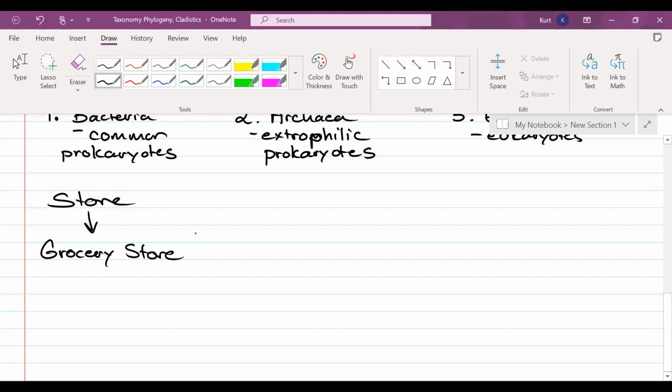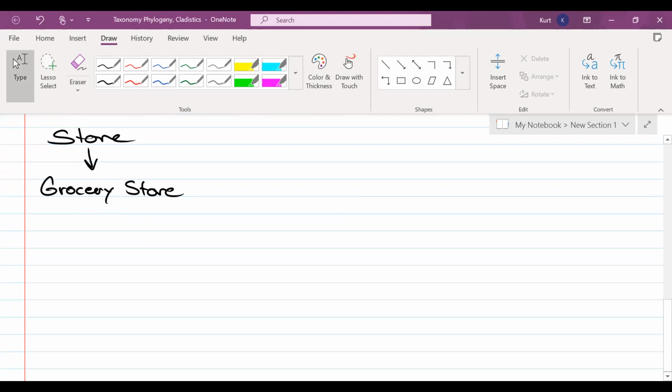Let's continue to get more specific, shall we? There's many types of grocery stores just in Florida alone. You have Winn-Dixie, you have Publix, you have Whole Foods, you have Sprouts. If you go up north, you have Kroger. Obviously, you have Target and Walmart all over the place. Which one are you going to go to? Let's go to Publix.